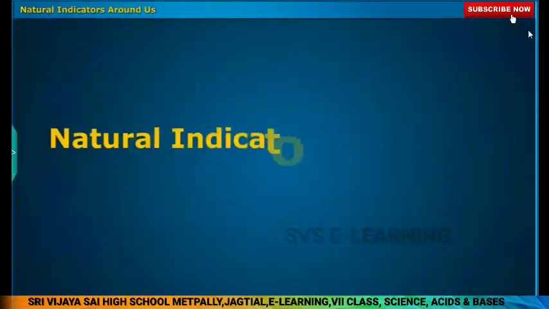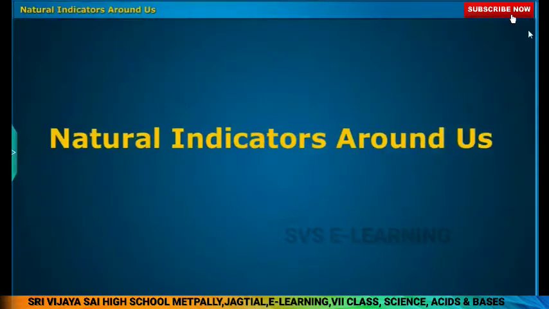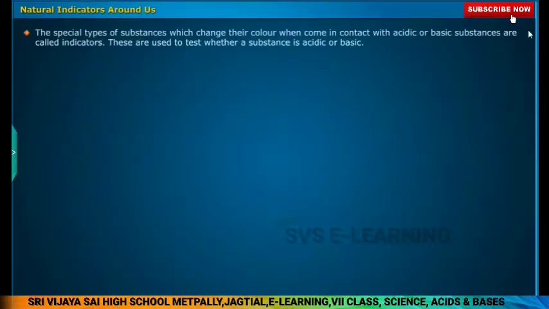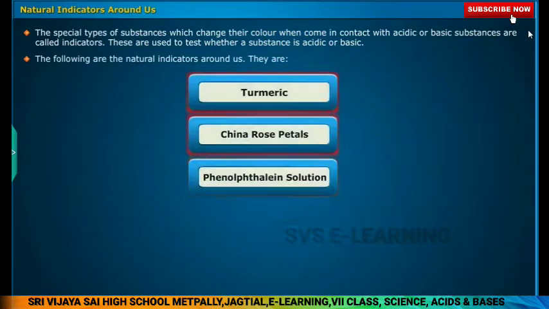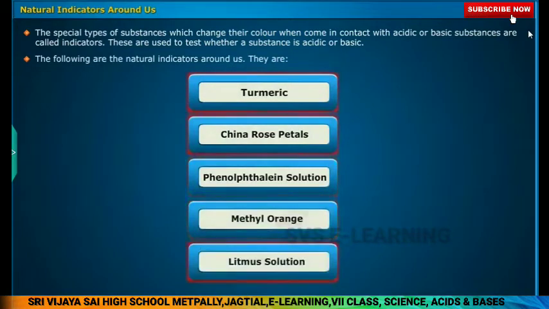Let us know more about the natural indicators around us. The special types of substances which change their color when they come in contact with acidic or basic substances are called indicators. These are used to test whether a substance is acidic or basic. The following are the natural indicators around us. They are turmeric, China rose petals, phenolphthalein solution, methyl orange, litmus solution. Click each tab to know more.